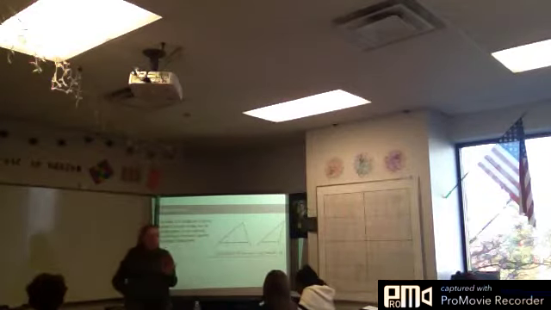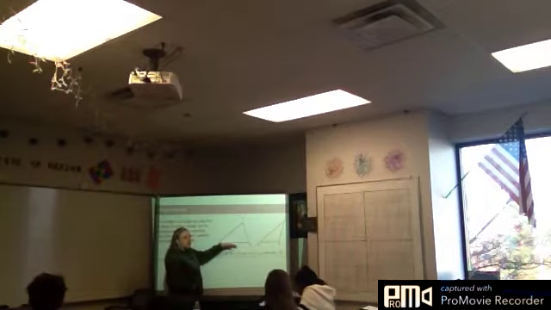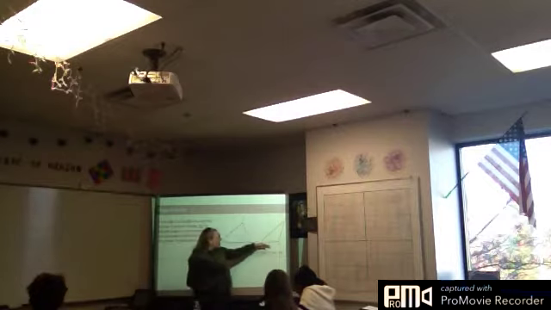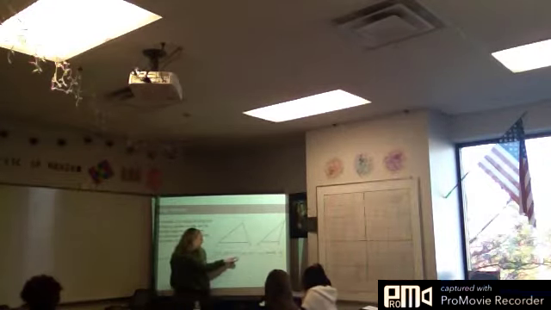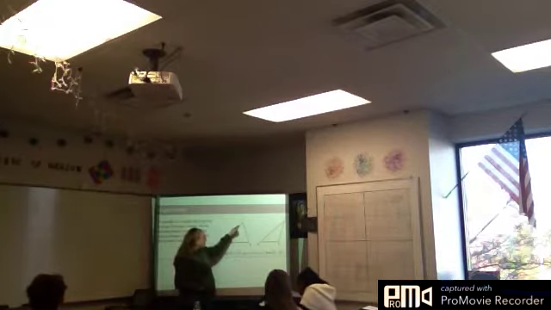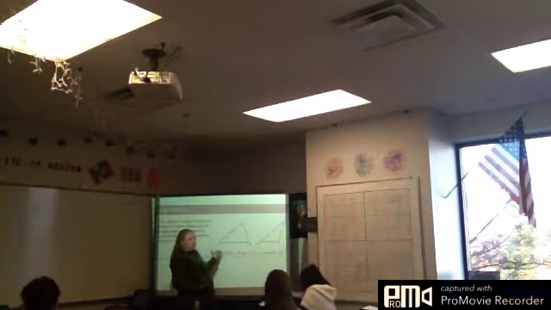This makes sense after what we just talked about. Because what angle does this side go with? C. What angle does this side go with? F. So if angle C is greater than angle F, which side is greater? AB. That's it. That's what this is saying.